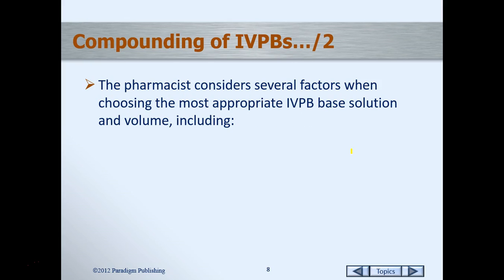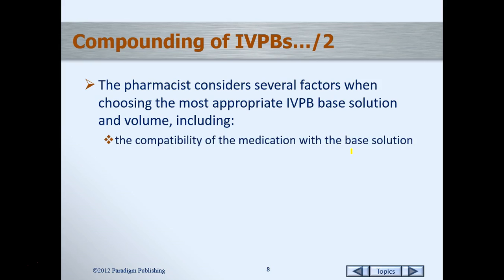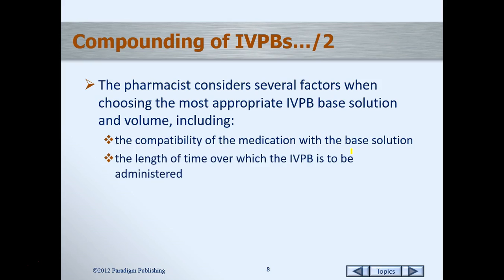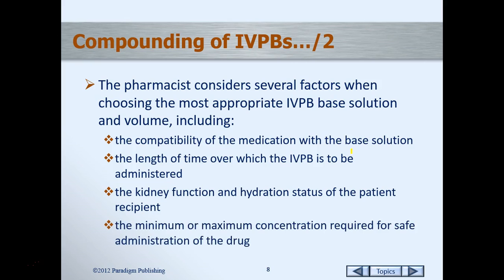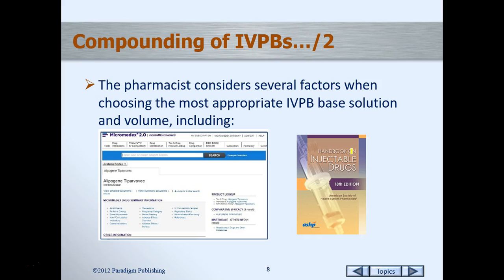The pharmacist considers several factors when choosing the most appropriate base solution and volume, including the compatibility of the medication with the base solution, the length of time over which the IV piggyback is to be administered, and the kidney function and hydration status of the patient. Also, minimum or maximum concentrations that are required for safe administration of the drug. All of these pieces have to be kept in mind when determining the appropriate base. So finding the proper resource is very important.